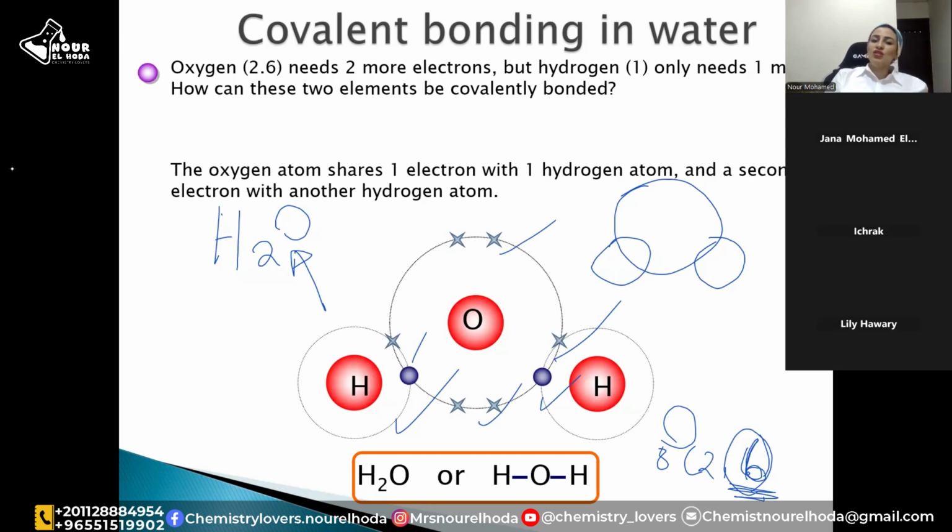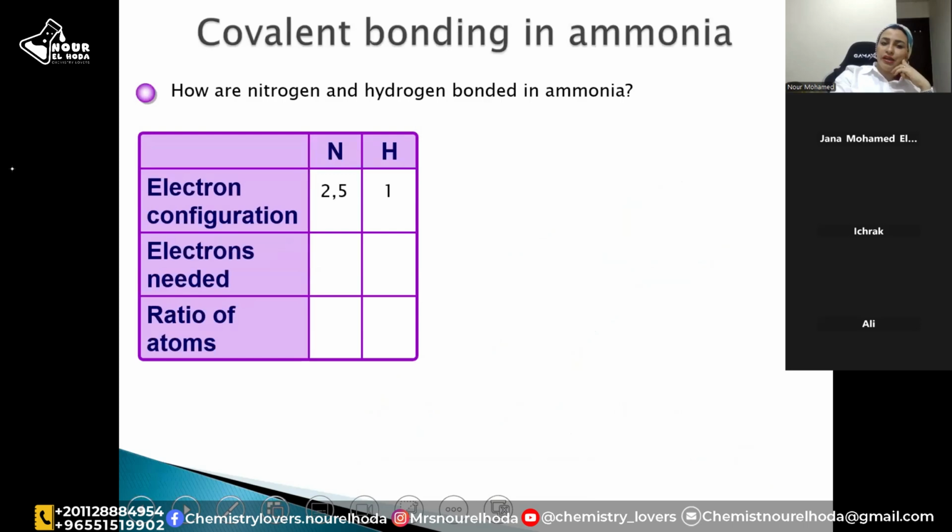All the time, hydrogen doesn't have except 1 electron. So you will share with the electron. And that's it. And then check the other element. You know, hydrogen doesn't have except 1. So for sure it shares with 1. Right. Let's take ammonia.